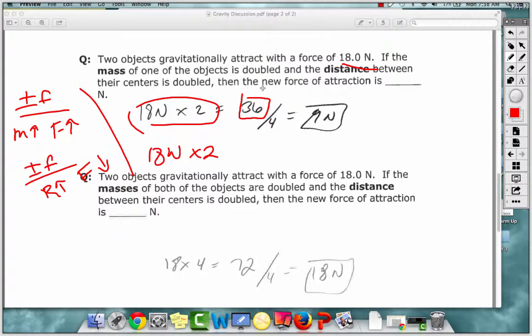Instead, it says that the distance between them doubles, okay? So it increases by a factor of 2. Remember, the radius is squared in Newton's universal law of gravity. So I have to take 2, because that's the factor that it is increased by, and square it. What is 2 squared? Well, that's 4, right? And that's why I take 36 and I divide it by 4. And the new force of attraction would be 9 newtons. That would be your answer.